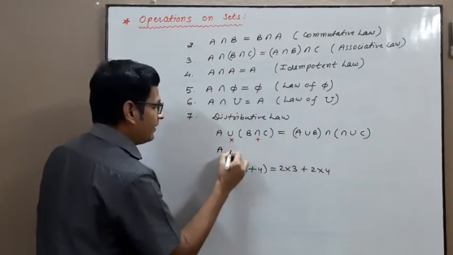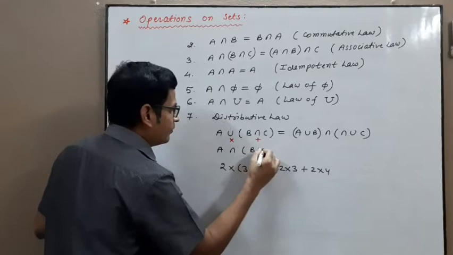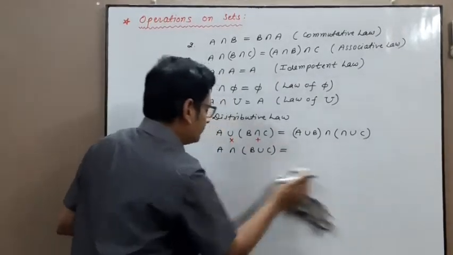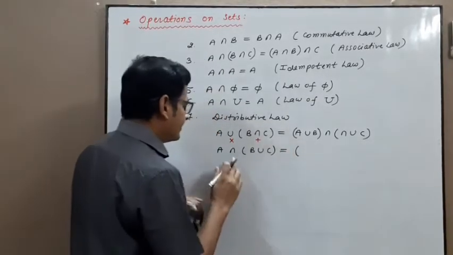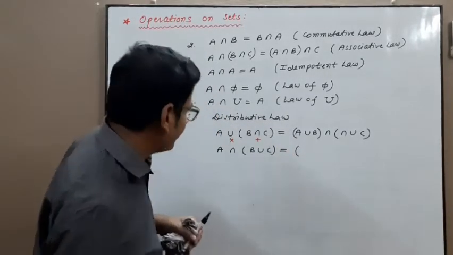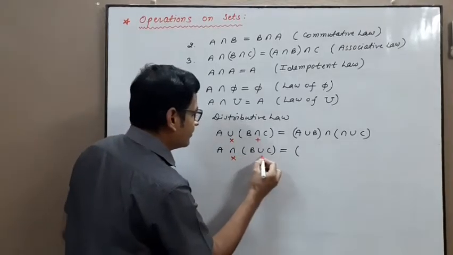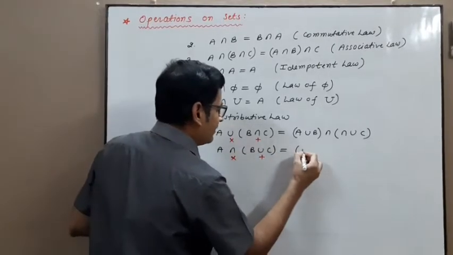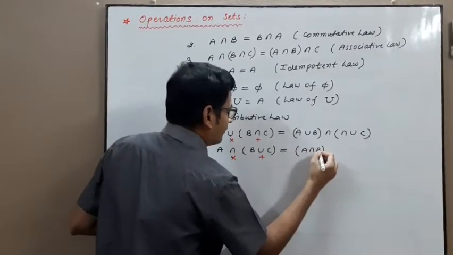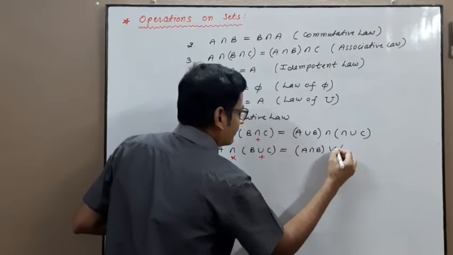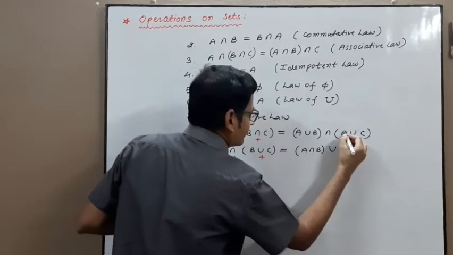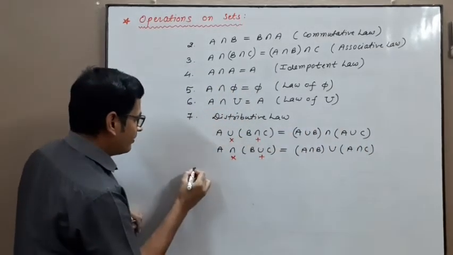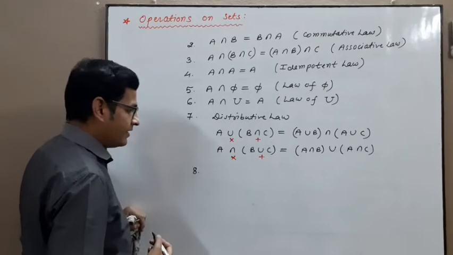Similarly, A intersection B union C is equal to... Again, consider the outside operation, either intersection or union. Always consider it as multiplication and the inside as plus, and then expand. A intersection B union A intersection C.